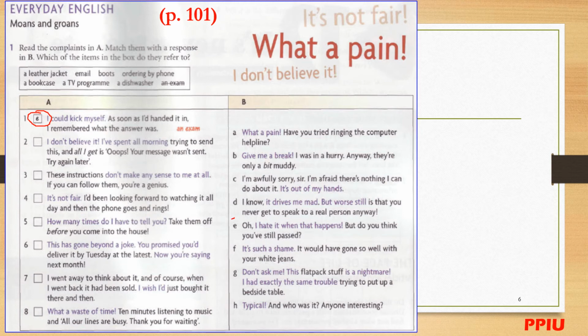So this is the thing you refer to, and then you just use the items in the box, like here, an exam. So what? I could catch myself as soon as I'd handed it in. I remember what the answer was. So this is talking about an exam.